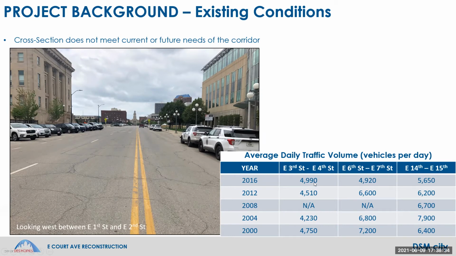And part of the reason for that, I think, is the MLK corridor being built. Previous to the MLK corridor being built, a lot of the east-west traffic used these downtown core streets like Grand and East Court. And so I think some of that extra lane capacity and those commuters have kind of moved over to the MLK corridor. So it allows us to reassess what this cross section is on East Court.